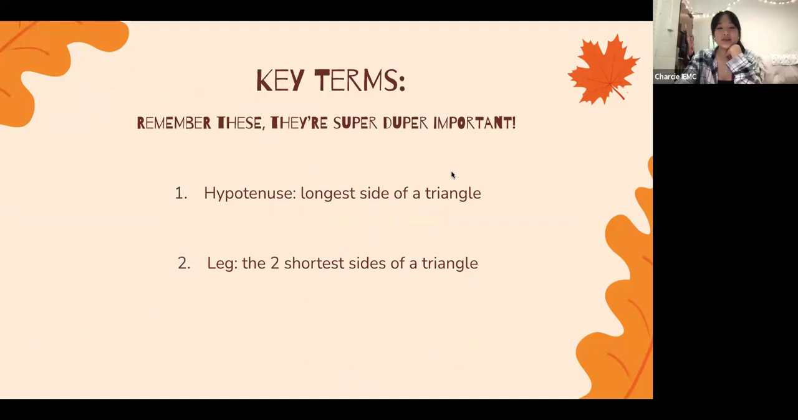A couple of key terms that we're going to be using throughout this class. The first is hypotenuse. In a triangle, the hypotenuse is the longest side. The second word is leg. The legs are the two shorter sides of the triangle, the sides that are not the hypotenuse.